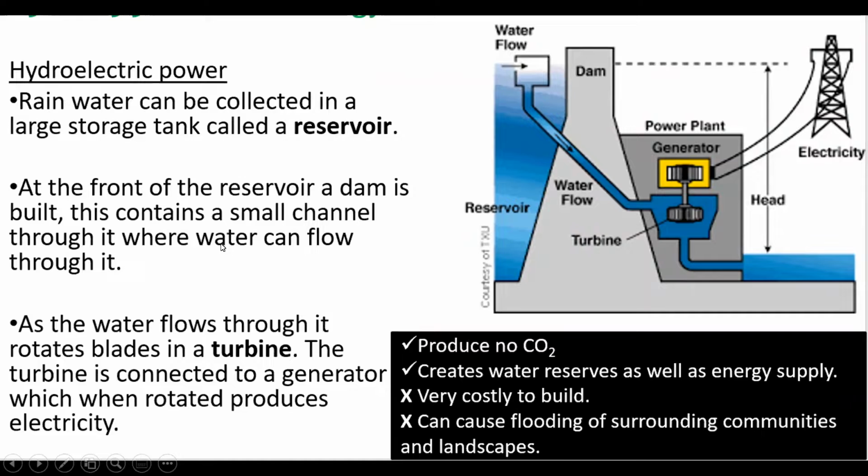As the water flows through, it rotates the blades in the turbine again. So it produces no carbon dioxide, and creates water reserves as well as an energy supply. This could actually serve a town around it. Again, we think about how big some of these dams are. You can see something like the Hoover Dam, very costly to build.